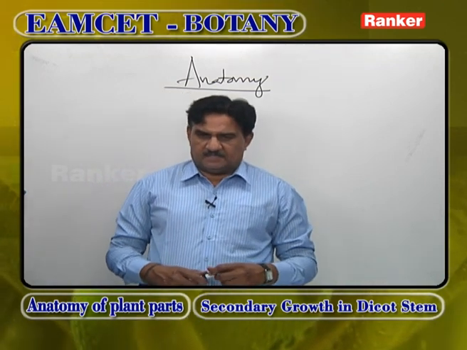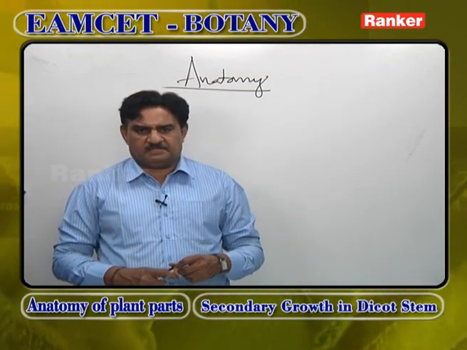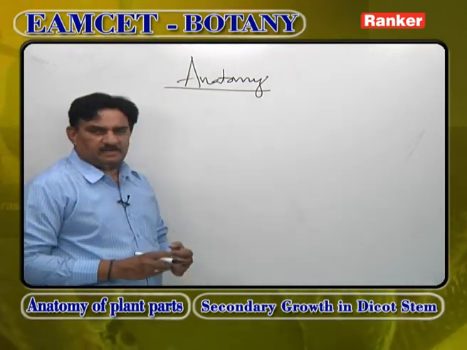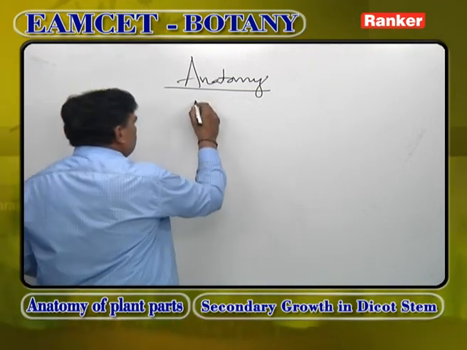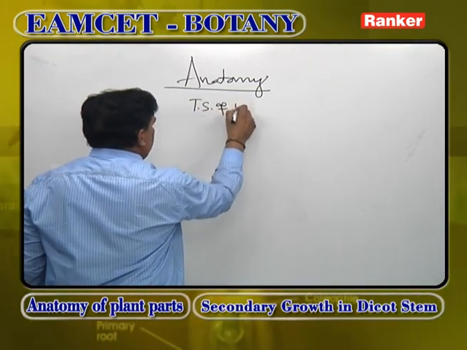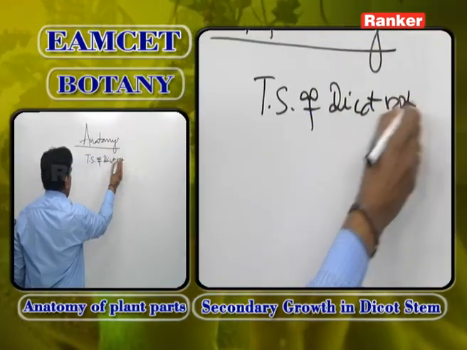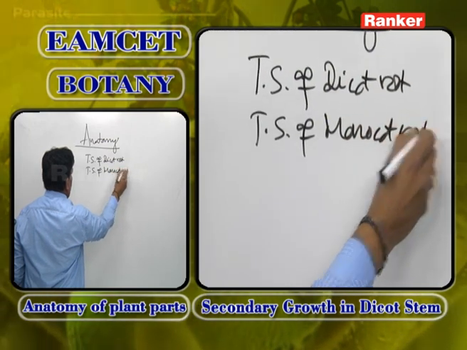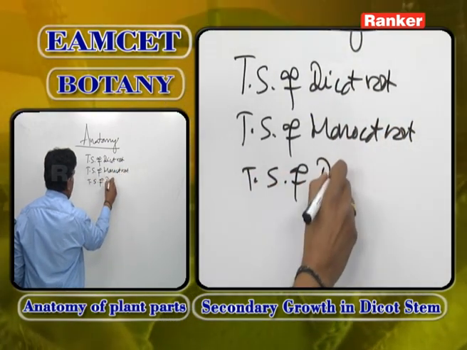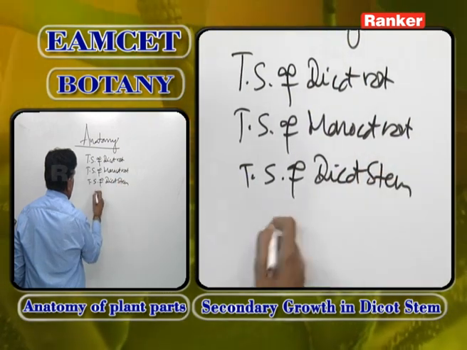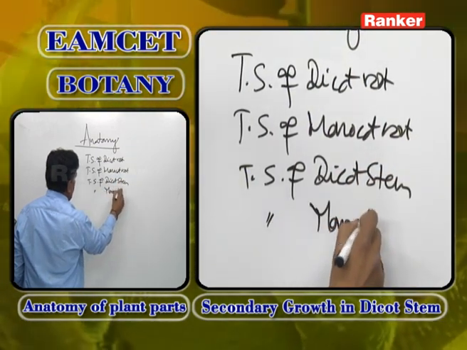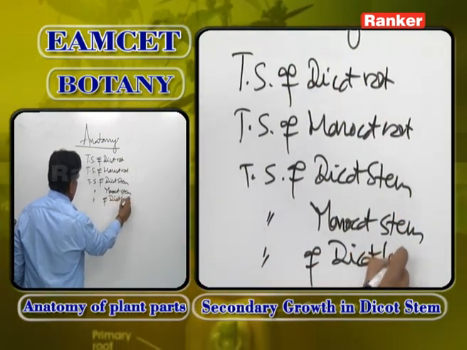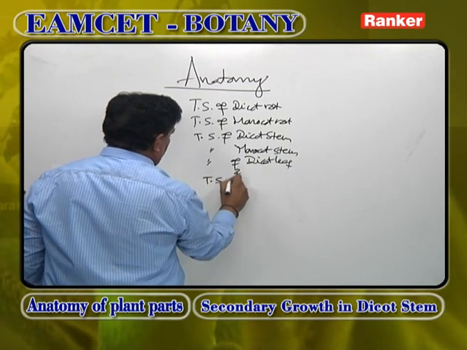Previously, we explained the chapters and bits of simple tissues, complex tissues, special tissues. Now, we will explain anatomy in plants and secondary growth. In anatomy in plants, we have 5 concepts: TS of dicot root, TS of monocot root, TS of dicot stem, TS of monocot stem, TS of dicot leaf and TS of monocot leaf.